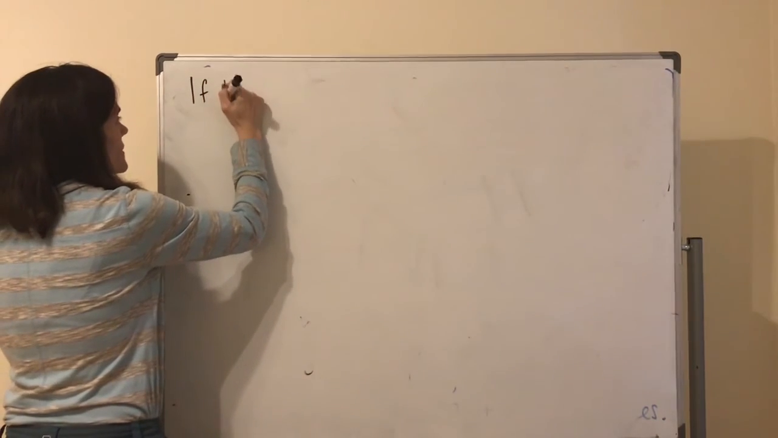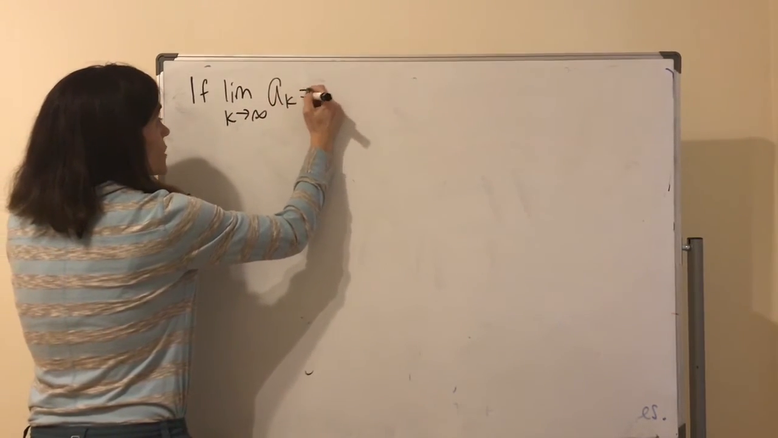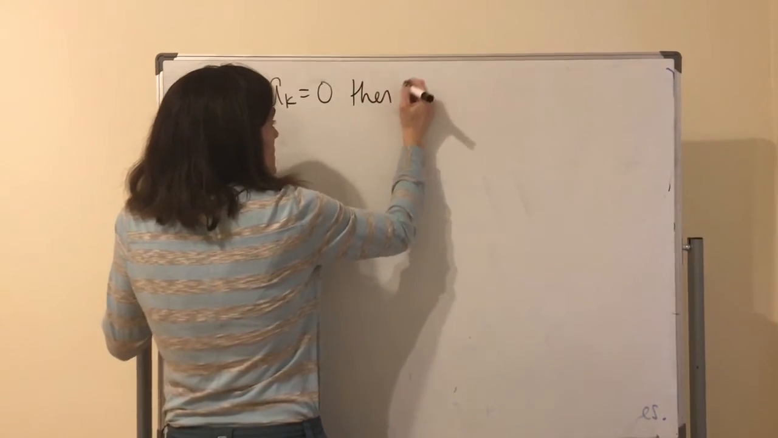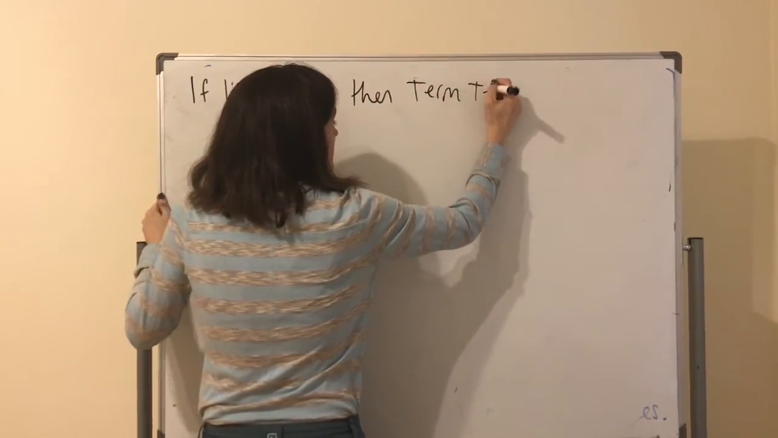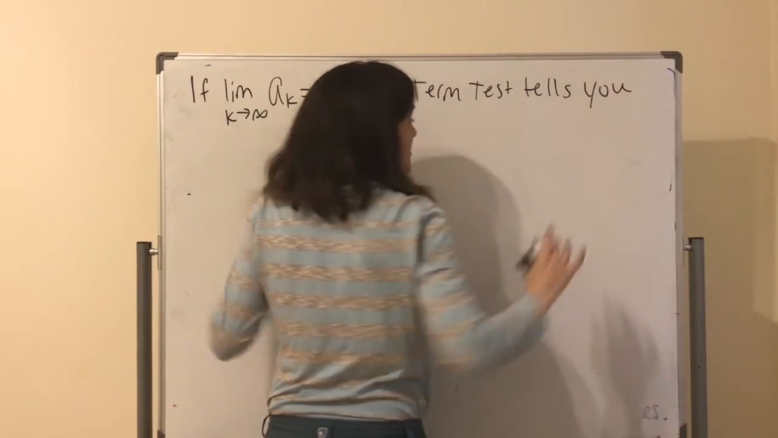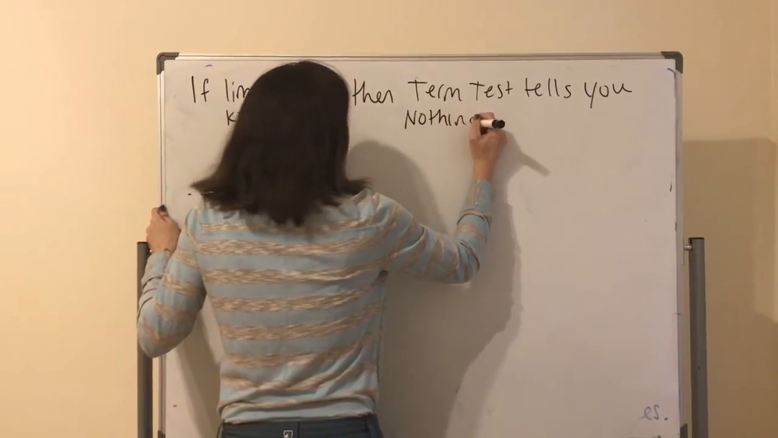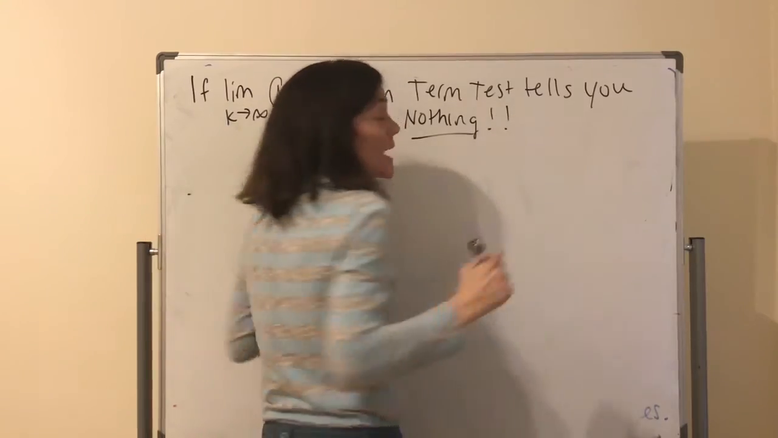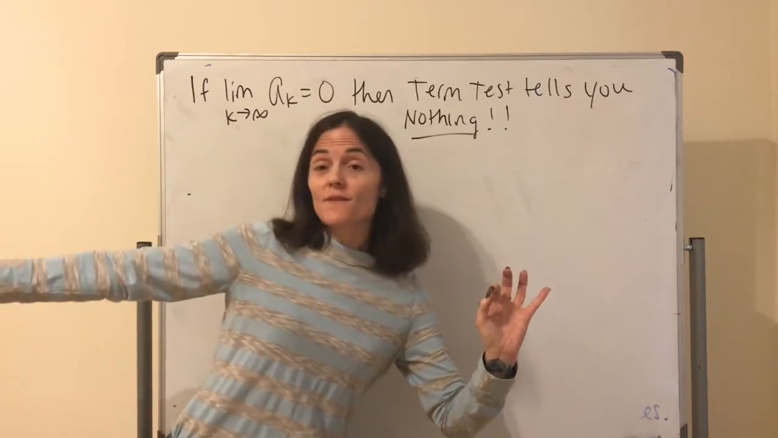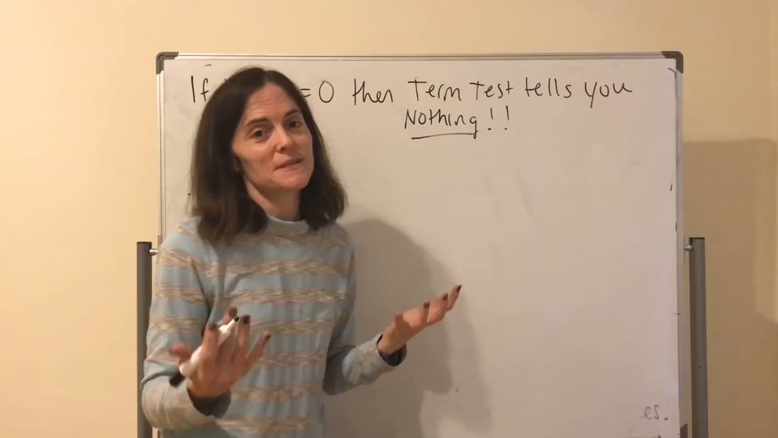Okay, so if the limit as k goes to infinity of ak equals 0, well, then the term test tells you absolutely nothing. You cannot make any conclusion about the series. If the terms go to 0, maybe the series converges, maybe the series diverges. You have no idea from the term test.